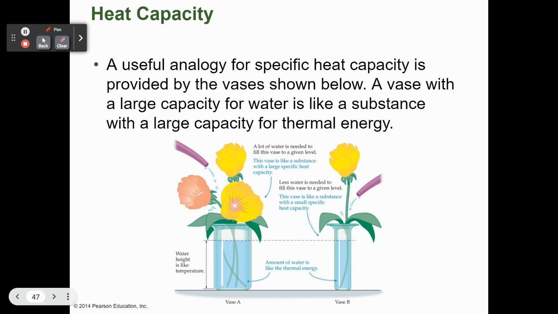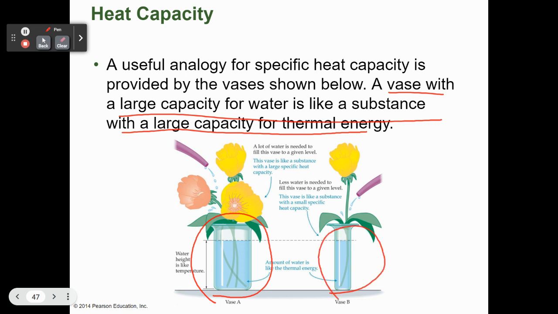So if you look at the two analogies they have there, the bigger your vase, the more water you can put in there. So a vase with a large capacity of water is like a substance that has a large heat capacity. You can put a lot of water in there before it fills up. Whereas if it's a smaller diameter, it's going to fill up a lot faster.